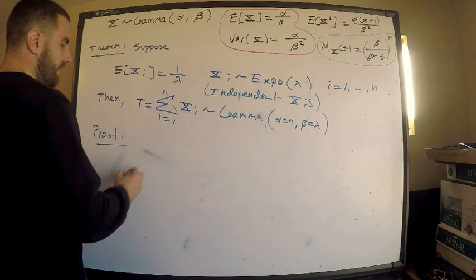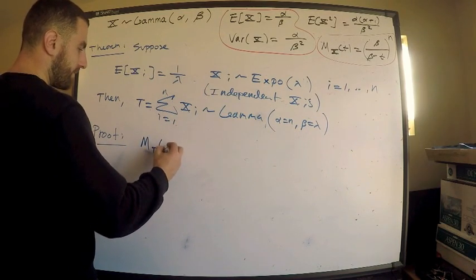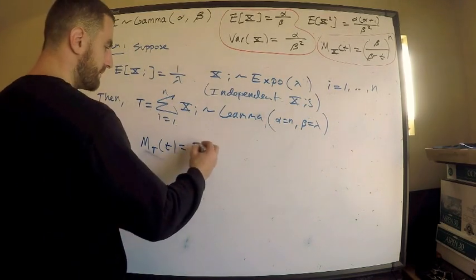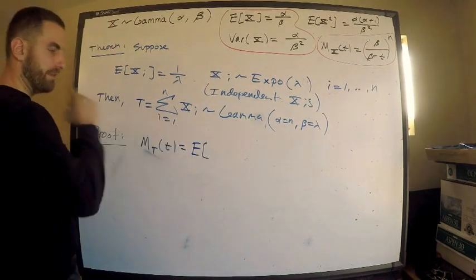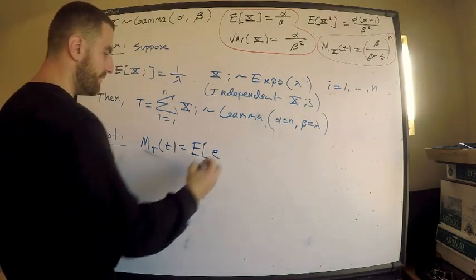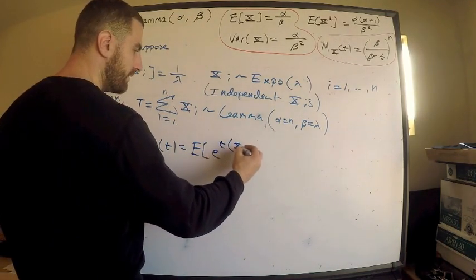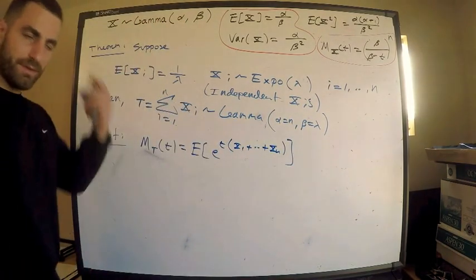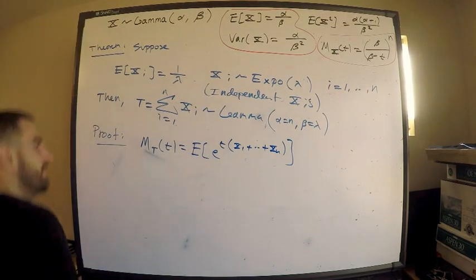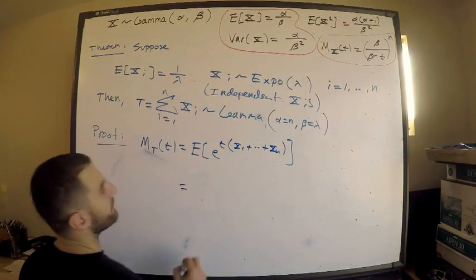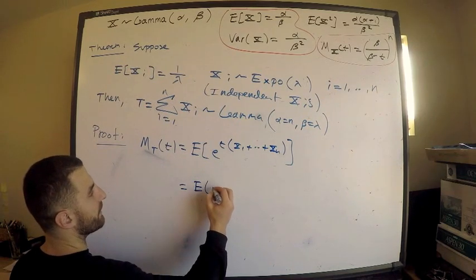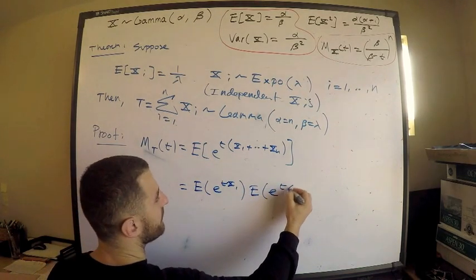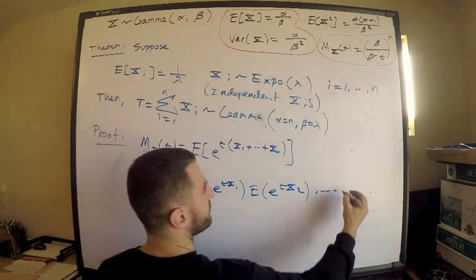The moment generating function for T of little t is equal to the expected value of e to the t times T. T is the sum of all these, so it's the expected value of e to the t times x1 plus all the way down to xn. And you should be saying, okay, we're done because of independence. So this is equal to the expected value of e to the t x1, e to the t x2, all the way down to e to the t xn.